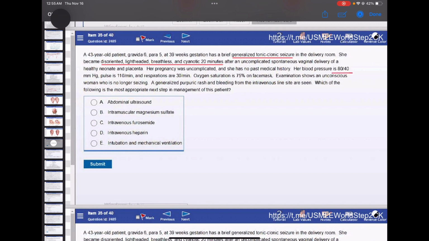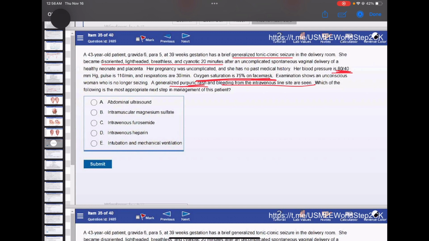Blood pressure is 80/40. Pulse is 110, respiration 30. Oxygen saturation 75% on face mask, even on face mask. Examination shows an unconscious woman who is no longer seizing. A generalized purpuric rash and bleeding from the IV site. So, purpuric rash and bleeding from the IV site. Which of the following is the most appropriate next step in management of this patient?